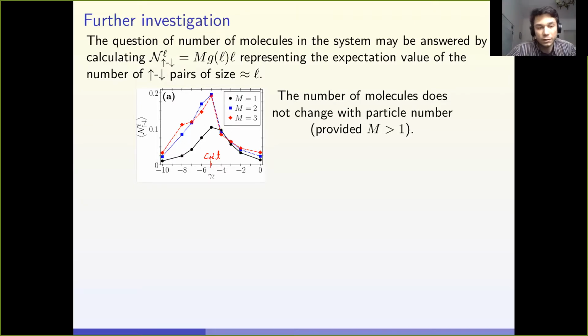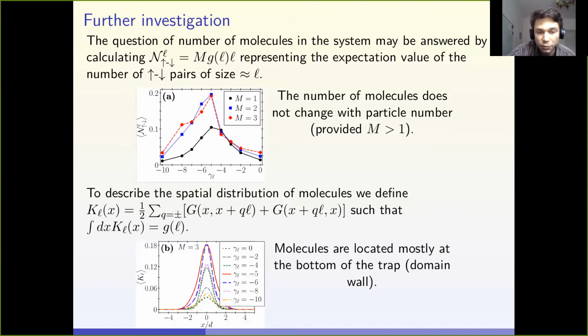Okay. And another important thing is that the curves for m equal to 1 and m equal to 2, 3 split up. They split up because for m equal to 1, we do not expect molecular formation in the system. And the interesting thing is that for m equal to 2 and m equal to 3, you get the same number of molecules. And yeah, I will try to resolve this in a moment.